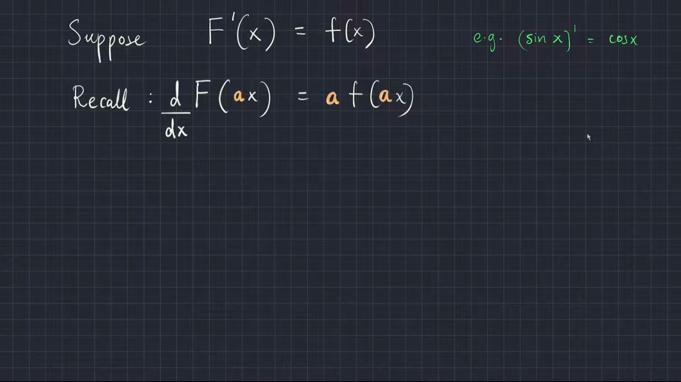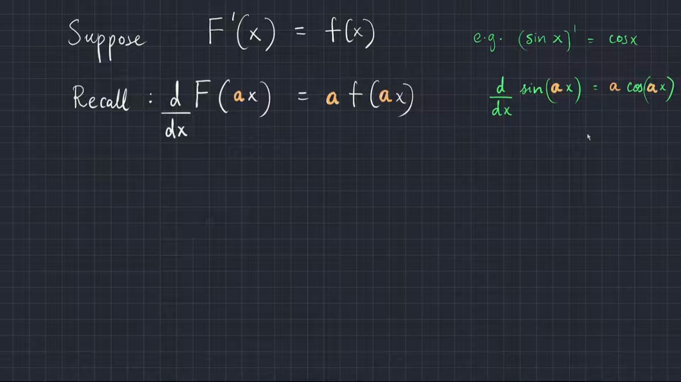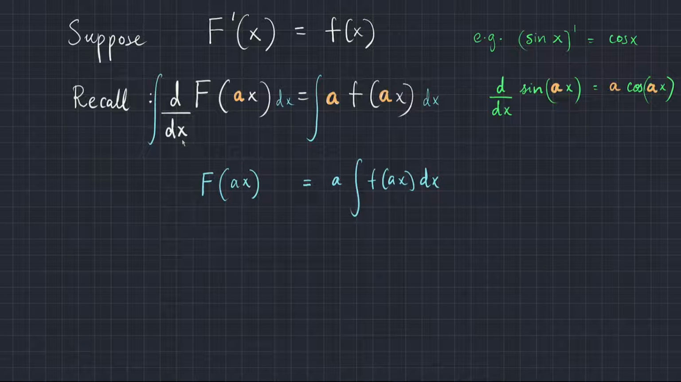For example, we know that the derivative of sine x is cosine x. And so the derivative of sine of ax is going to be a times cosine of ax. Let's go back to this equation now. If we integrate both sides with respect to x, we know on the left hand side that the integral cancels the differentiation, and what you get is only F of ax. Whereas on the right hand side, we just want to keep the integration symbol. We should get that capital F of ax is a times the integral of small f of ax dx.